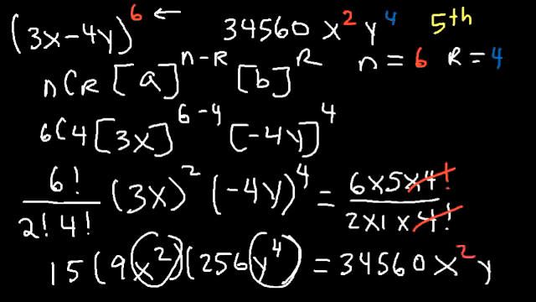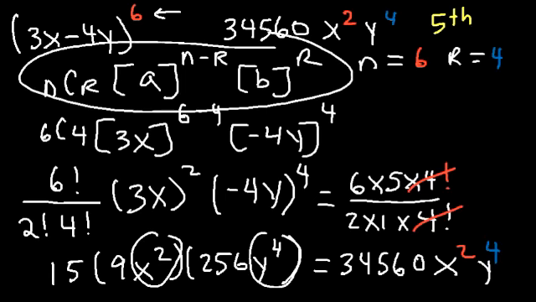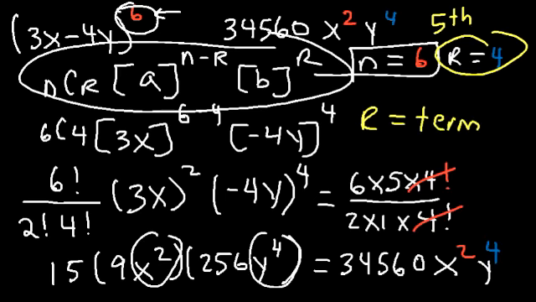So now you know how to find any term and its coefficient by using this expression. So just remember, n is basically the exponent, and r is whatever term you're looking for, minus 1.